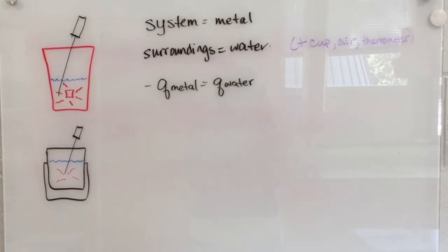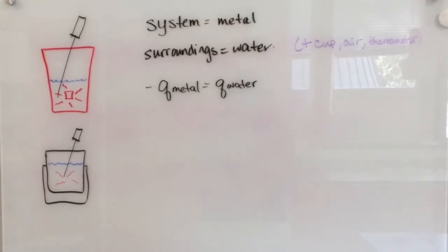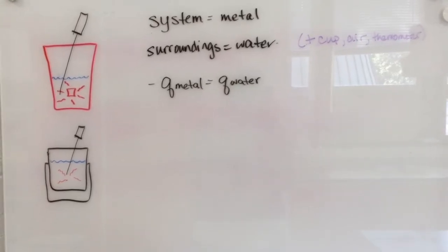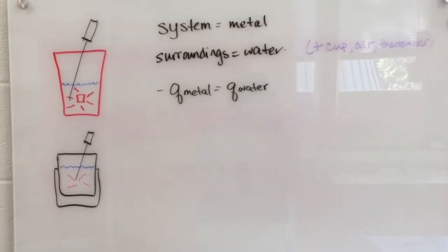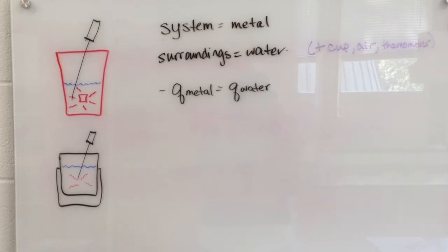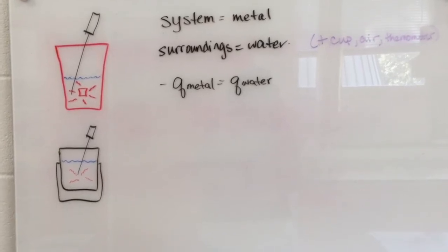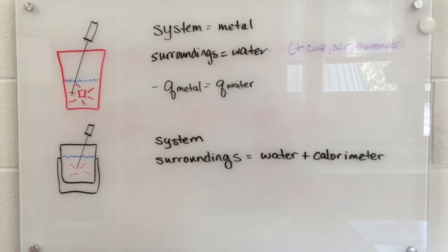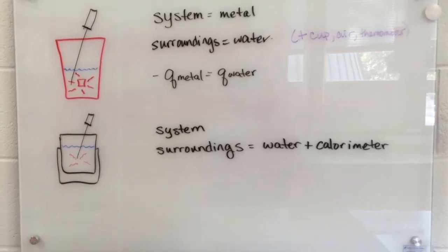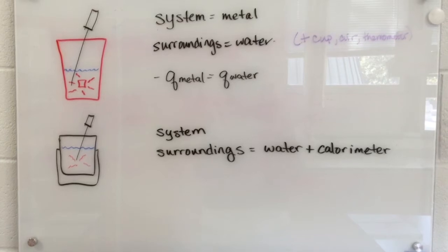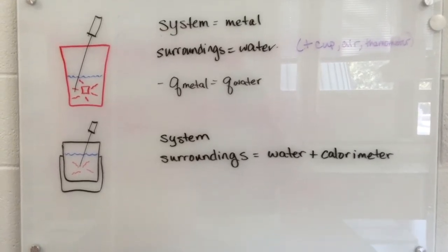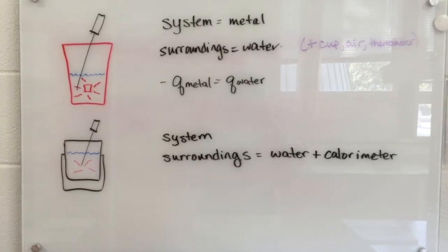We ignored these parts and just said that the system and the surroundings had equal and opposite energies, or heats, and so negative Q of the metal was equal to Q of the water. This week we are going to try to take into account the other part of the surroundings that we can measure, the calorimeter. The calorimeter will include the styrofoam cups, the thermometer, the air, and the lid.